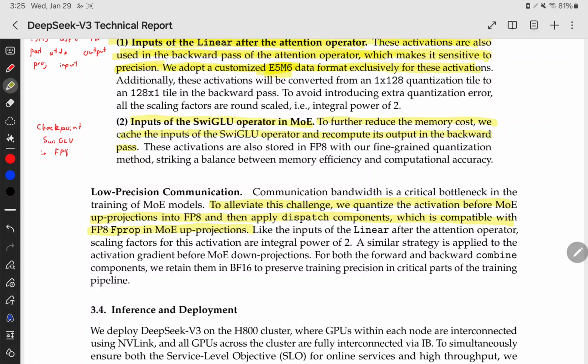Inputs of the SwiGLU operator in MoE. So to further reduce the memory cost, we cache the inputs of the SwiGLU operation and recompute its output in the backward pass. So they basically checkpoint SwiGLU.